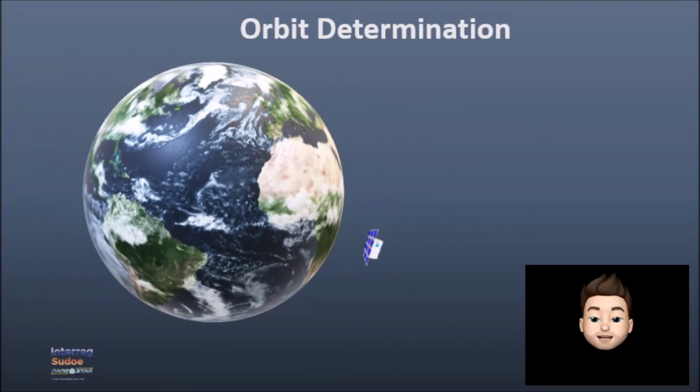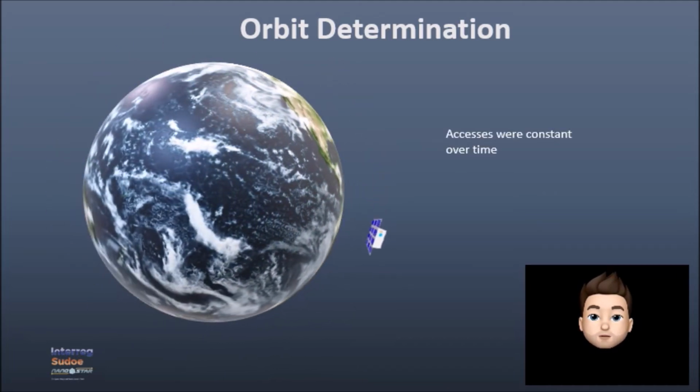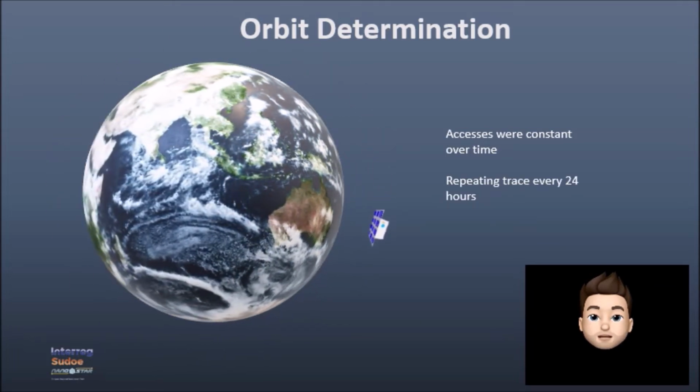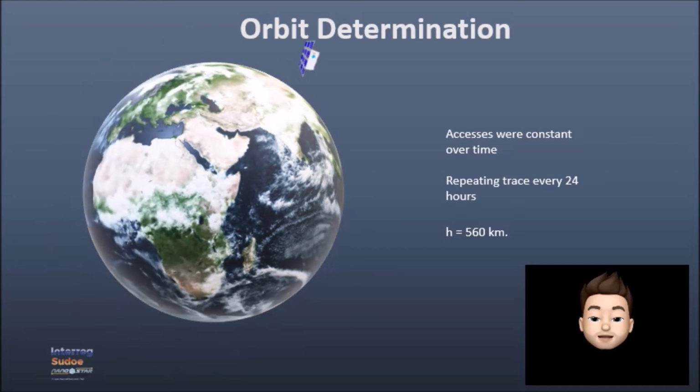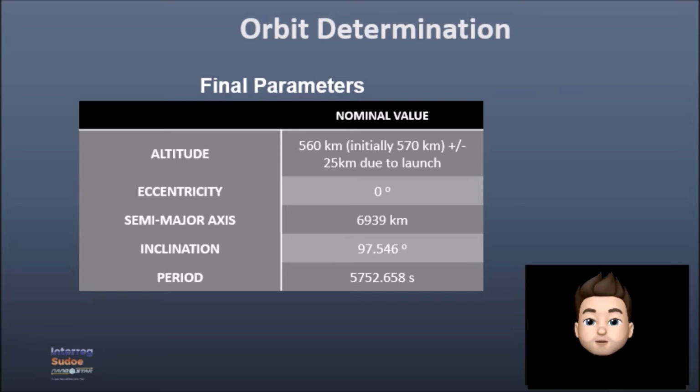It was convenient that the accesses were constant throughout the days, so the trace should be repeated every 24 hours. The altitude of the orbit that meets this condition is 560 kilometers. At that altitude, a spacecraft would decay about 20 kilometers every 3 months. Consequently, the initial altitude of the project was established at 570 kilometers, so the nominal altitude is reached at the middle of the mission lifetime.